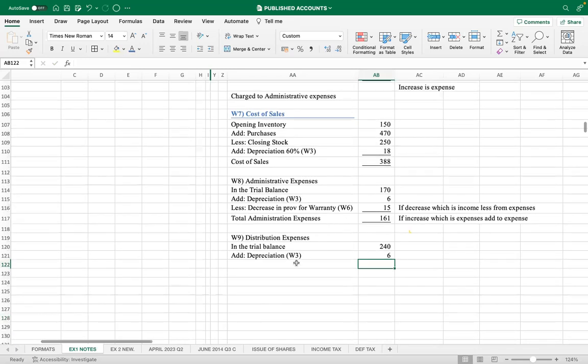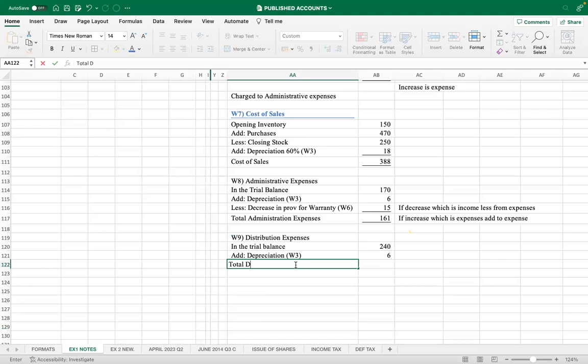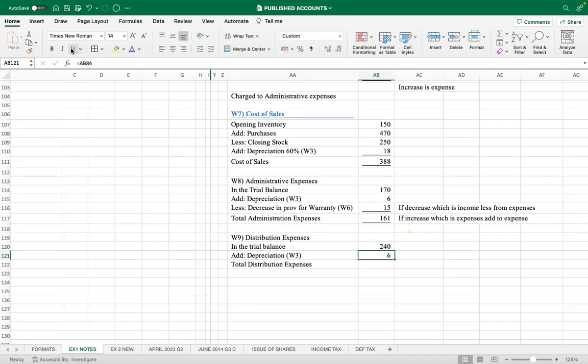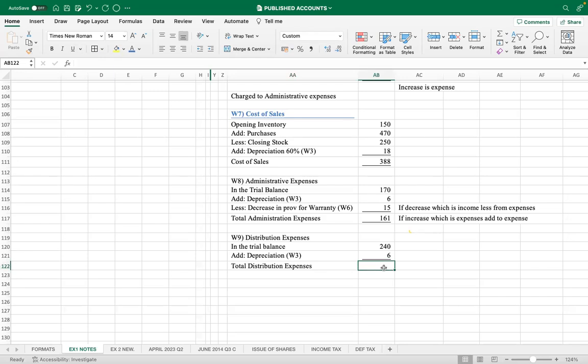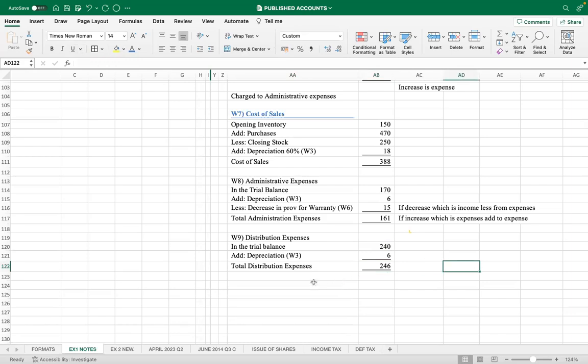Now, this gives you total distribution expenses. You must work out everything so that when you are preparing financial statements, it is not complicated. 240 plus 6. So it gives you 246. Are we done? Not yet. There is still one more. Working 10.